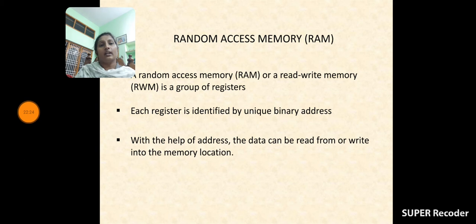And here the random access memory is a group of registers. Random access memory is made with a group of registers, and each register is identified by a unique binary address. In random access memory, also called read-write memory, there is a possibility to enter data into the register and retrieve the contents from the register. It is made with registers, but each register is identified by a unique binary address. How is it? See here.